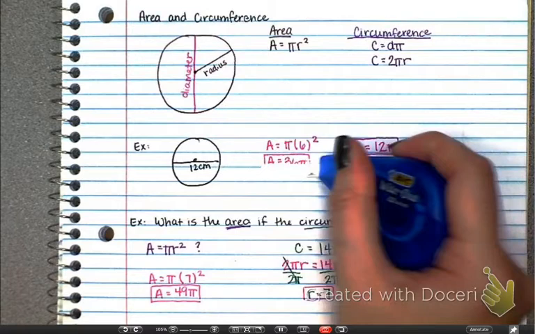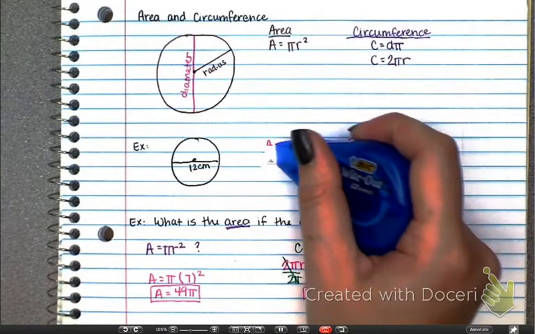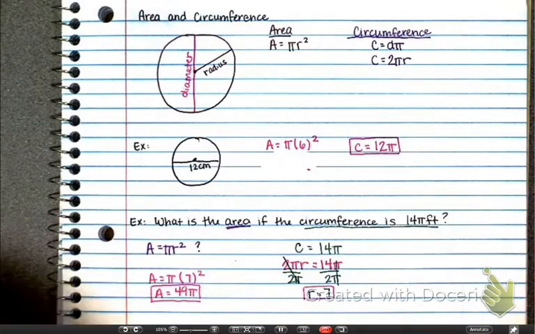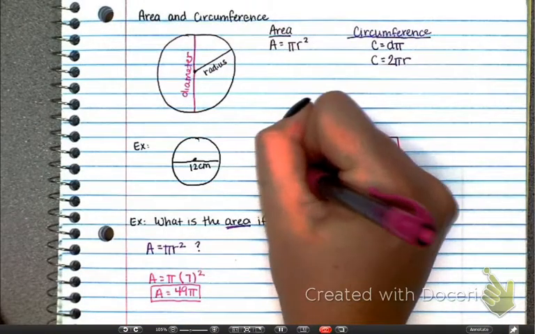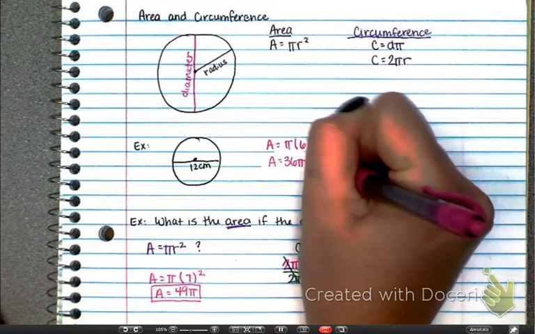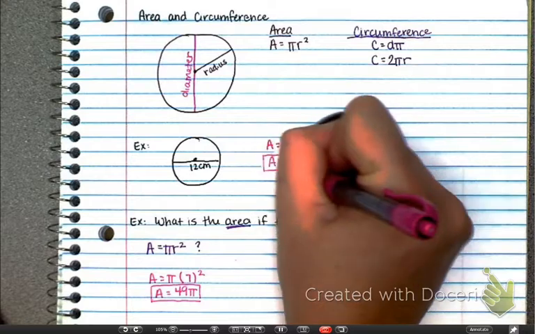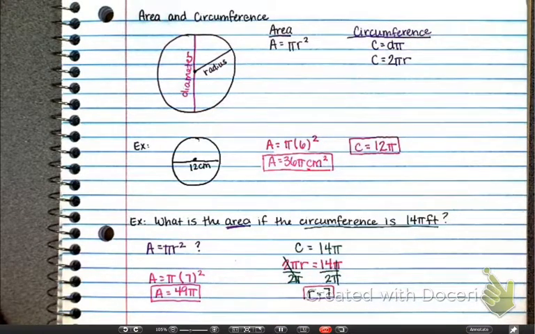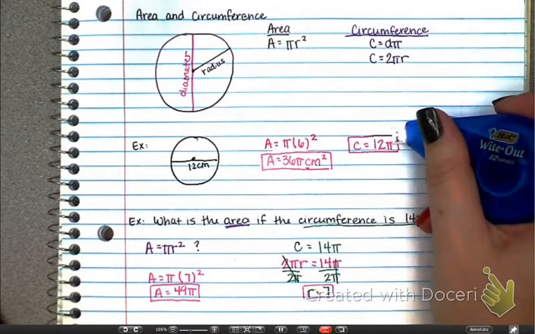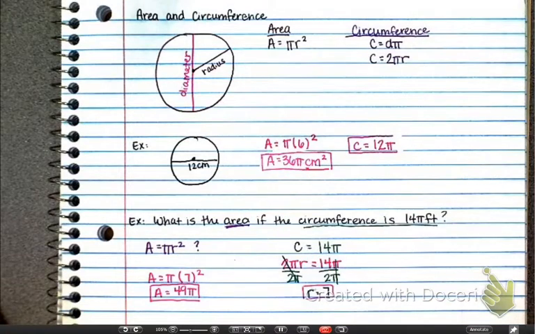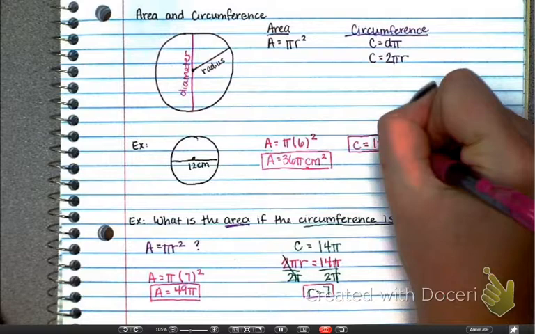So this is really area equals 36 pi centimeters squared. And then my circumference, because it's similar to perimeter, is just going to be centimeters. So area is squared, like when we were doing volume. Volume was cubed. Area is squared. Circumference is going to just be normal units. So this is going to be centimeters.